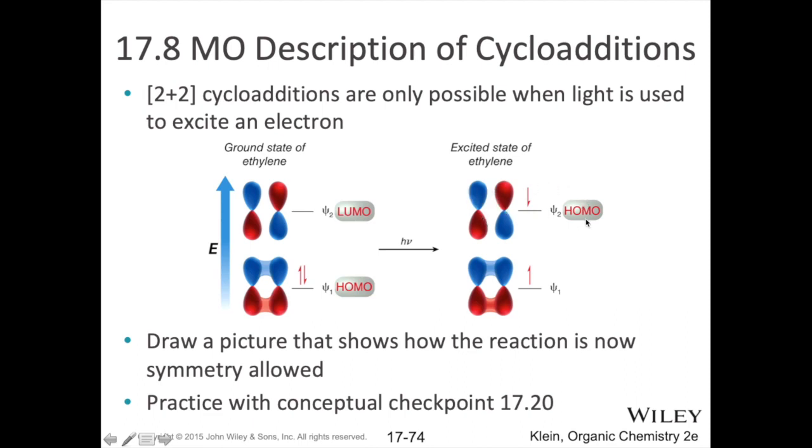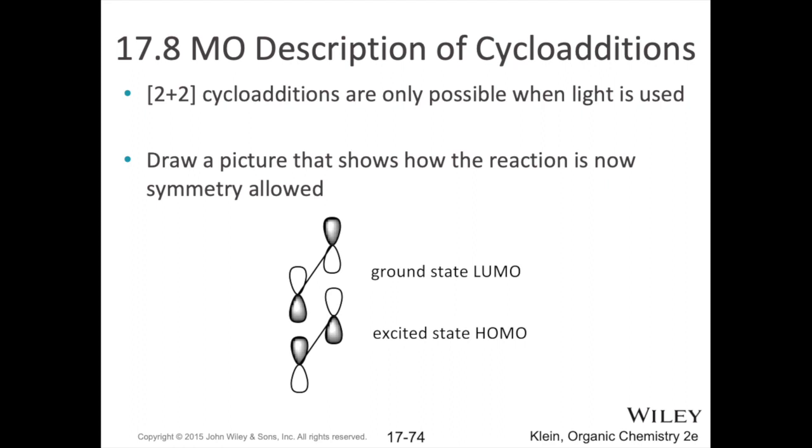Well, the HOMO on one molecule that is excited will line up with the LUMO of an unexcited molecule, okay, of a ground state molecule, and then now we have a symmetry allowed overlap. Okay, as long as one molecule is excited and one's in the ground state.